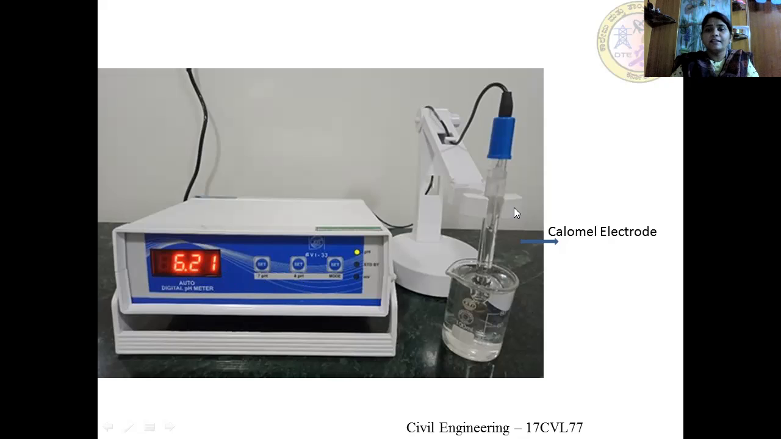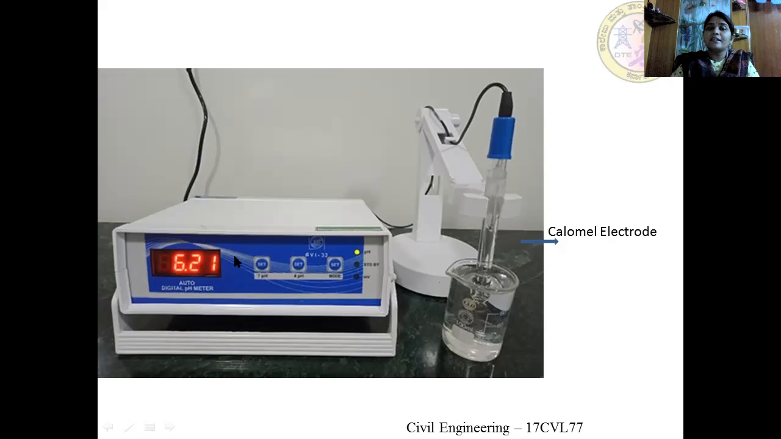After it is set, I'm going to remove the electrode, rinse it with distilled water, then wipe it with a clean dry tissue paper. Then I'm going to take the next buffer solution, either of pH 7 or 9. Whichever buffer solution I take, I'll be dipping the electrode in that.